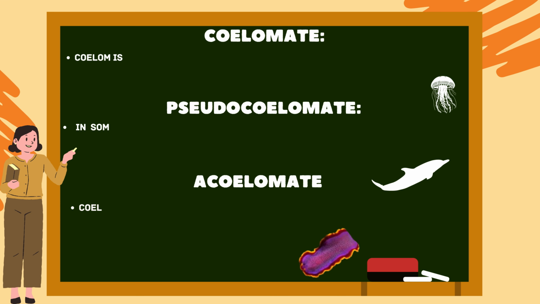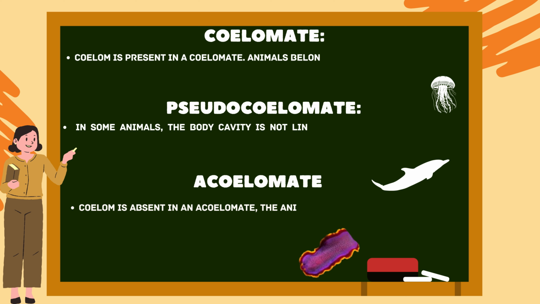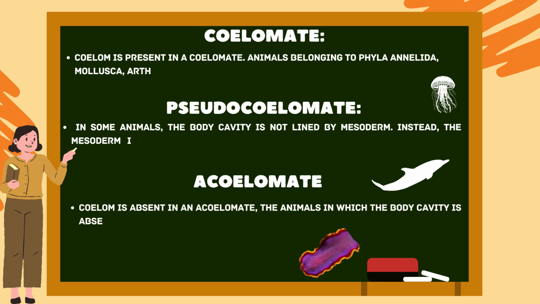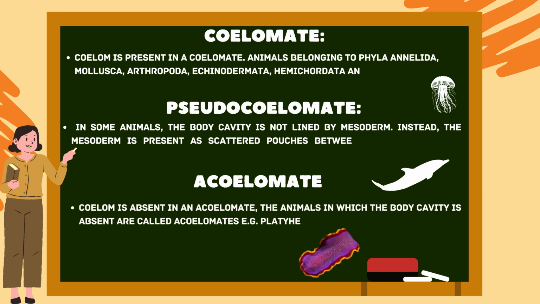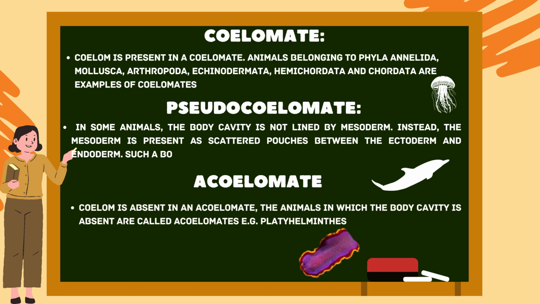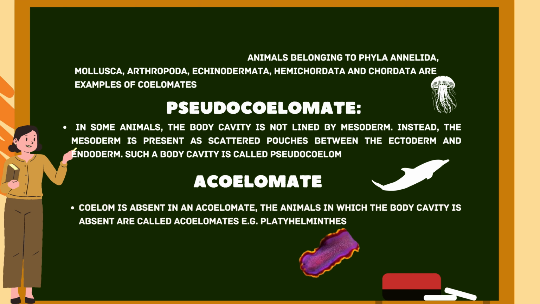Coelomate. Coelom is present in coelomate animals belonging to phyla Annelida and Mollusca. Arthropoda, Echinodermata, and Hemichordata are examples of coelomates. Pseudocoelomate. In some animals, the body cavity is not lined by mesoderm. Instead, the mesoderm is present as scattered pouches between ectoderm and endoderm. Such a body cavity is called pseudocoelom. Animals possessing pseudocoelom are called pseudocoelomates. Examples of pseudocoelomates include Aschelminthes. Acoelomate. Coelom is absent in acoelomates. The animals in which the body cavity is absent are called acoelomates, and an example is Platyhelminthes.